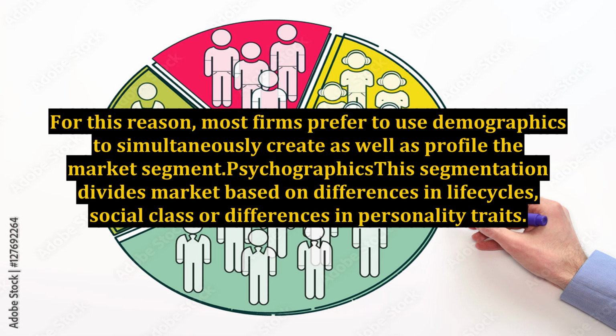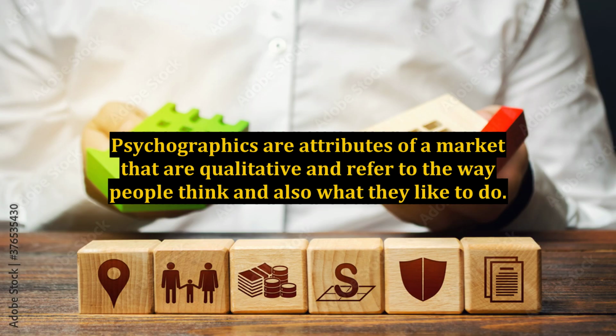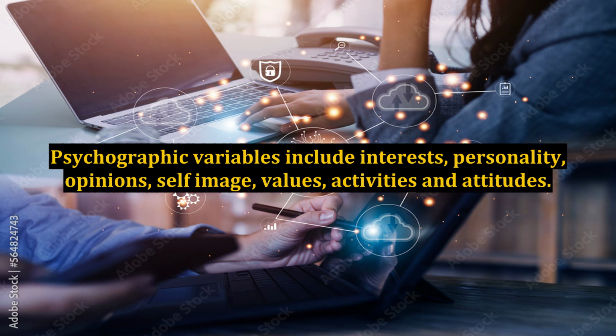Psychographics. This segmentation divides the market based on differences in life cycles, social class, or differences in personality traits. Psychographics are attributes of a market that are qualitative and refer to the way people think and also what they like to do. Psychographic variables include interests, personality, opinions, self-image, values, activities, and attitudes.